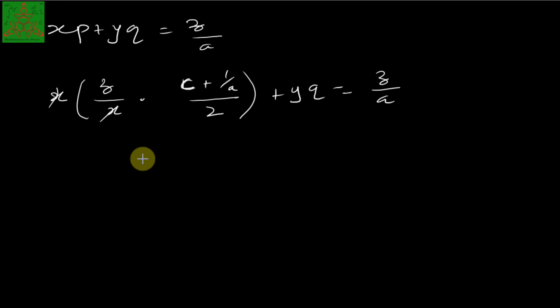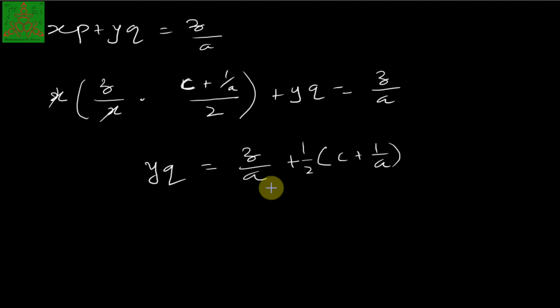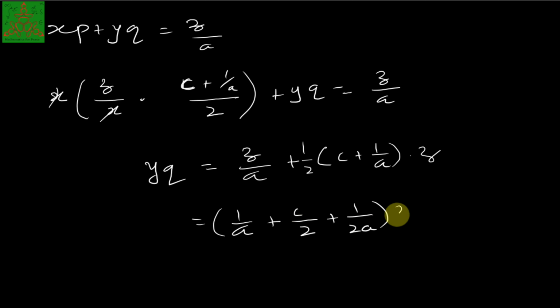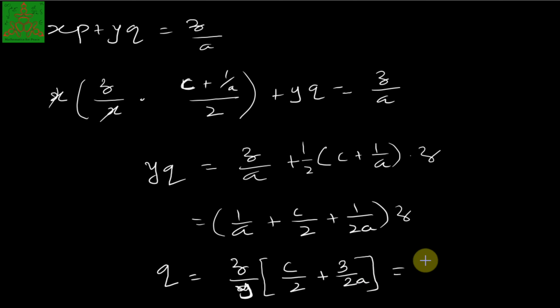Now this x will get cancelled. So finally, you will have yq is equal to z by a minus (c plus 1 upon a) by 2 into z. If I take this z common out, we will have (1 by a minus c by 2 minus 1 by 2a) z. So the value of q you will have is z by y into (c by 2 plus 3 by 2a). So this is equal to z by y into (c by 2 plus 3 upon 2a).